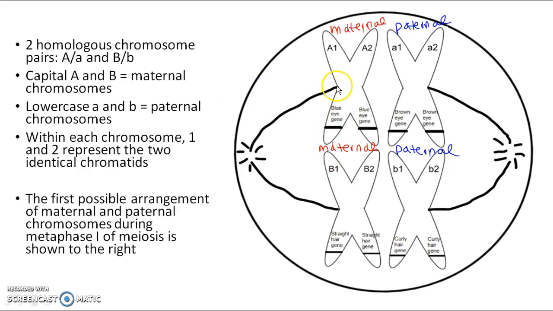Now notice that within the maternal A chromosome, we've got the blue eye gene, and in the paternal A chromosome, we've got the brown eye gene. Within the maternal B chromosome, we've got a straight hair gene, and within the paternal B chromosome, we've got a curly hair gene. Okay, so here we show a possible arrangement of maternal and paternal chromosomes along the metaphase plate. So both pairs in this example have lined up with the maternal one on the left and the paternal one on the right.